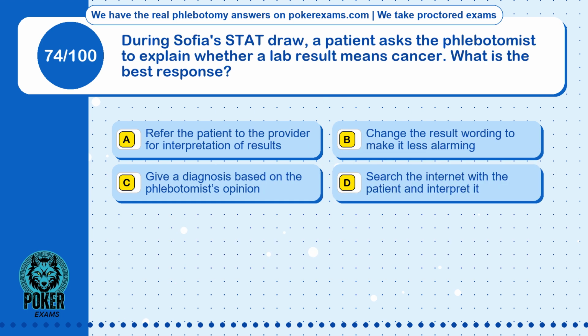Question 74. During Sophia's stat draw, a patient asks the phlebotomist to explain whether a lab result means cancer. What is the best response? Option A. Refer the patient to the provider for interpretation of results. Option B. Change the result wording to make it less alarming. Option C. Give a diagnosis based on the phlebotomist's opinion. Option D. Search the internet with the patient and interpret it.